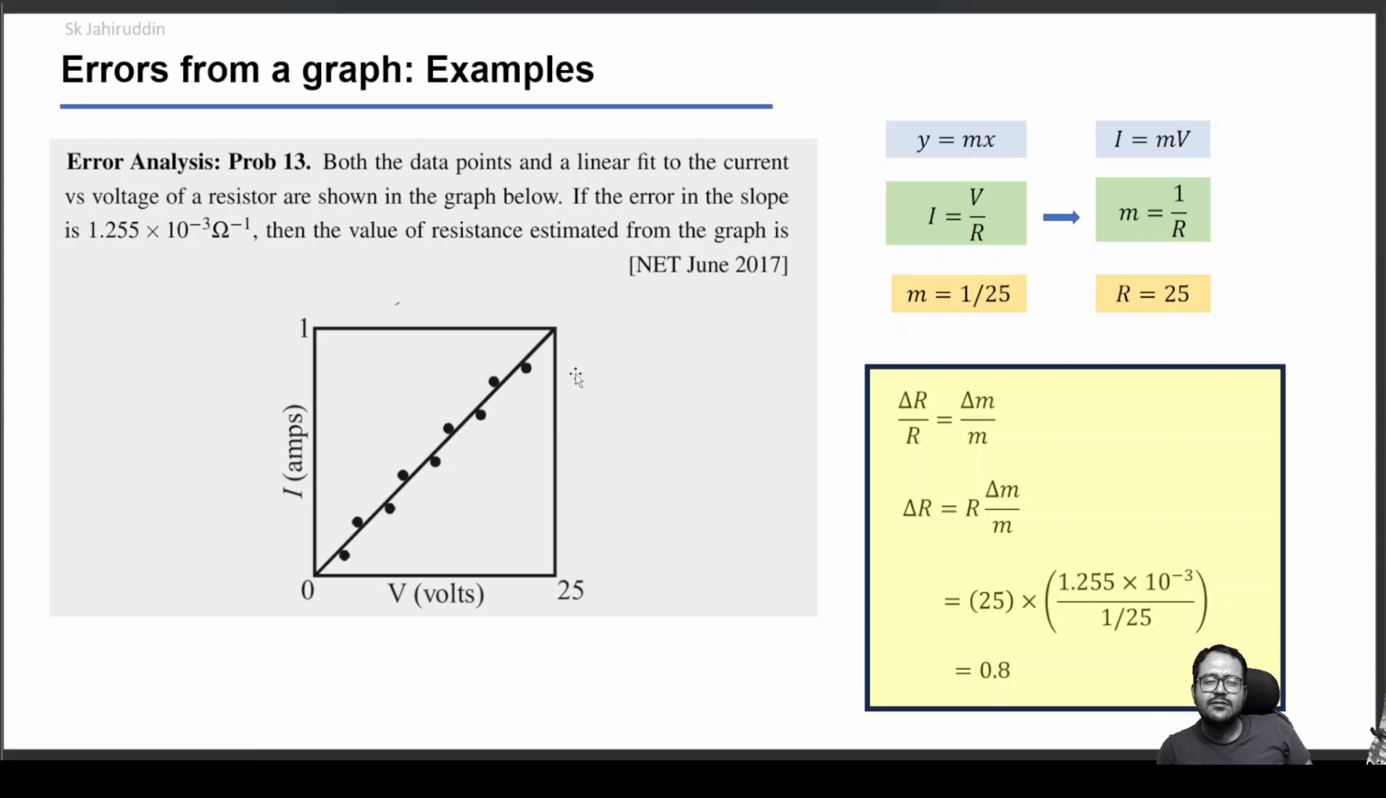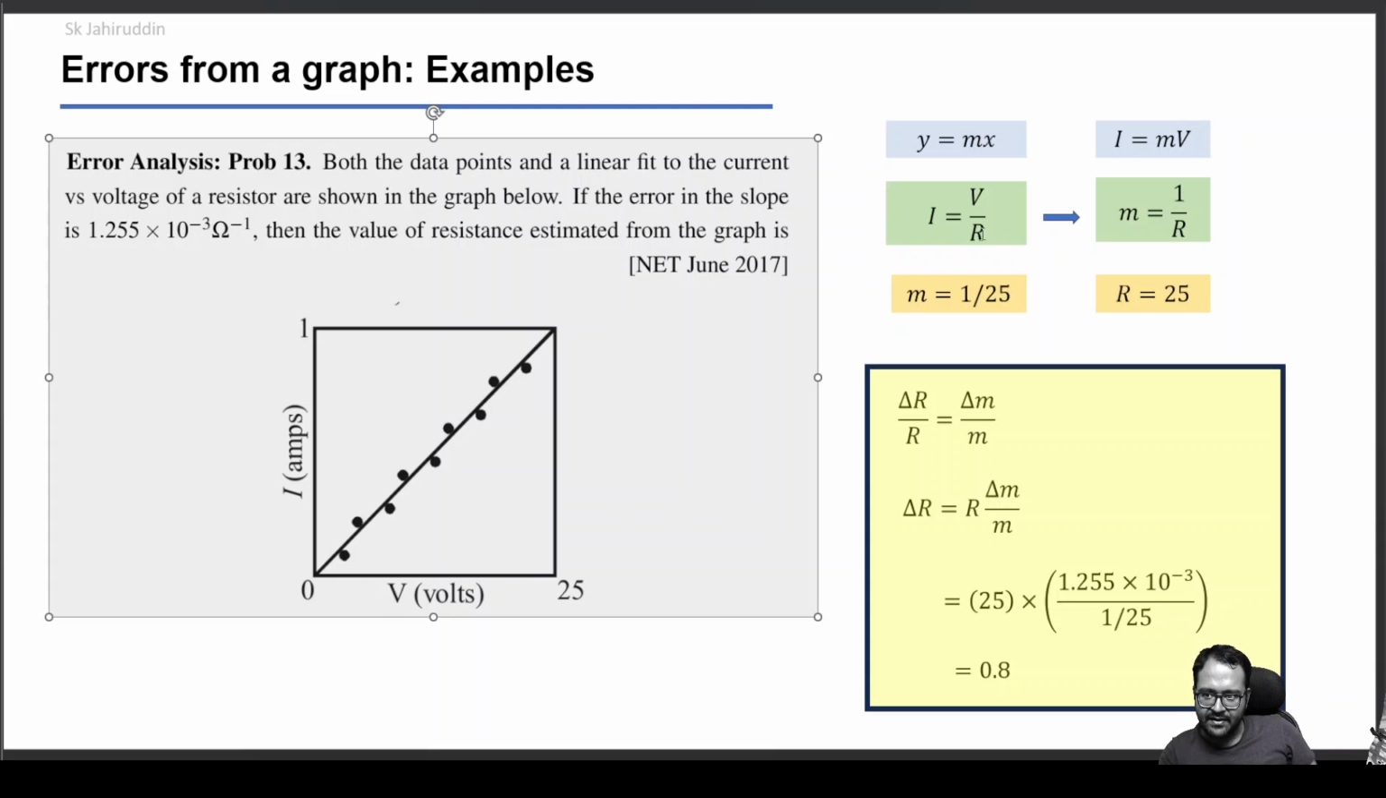If the error in the slope is 1.25, what is the slope? You might have already forgotten. Slope is y by x, that is, y equals mx. No c is there, no constant. The equation of a straight line is y equals mx plus c. As the straight line passes through the origin, y is mx. The slope is m. And that means your I is mV, slope multiplied by the voltage.